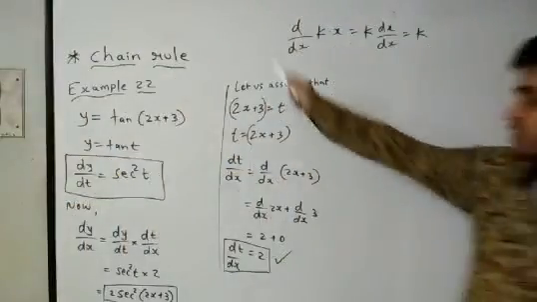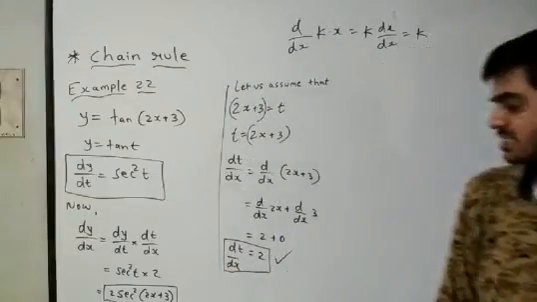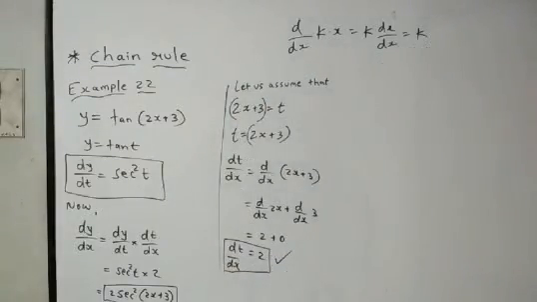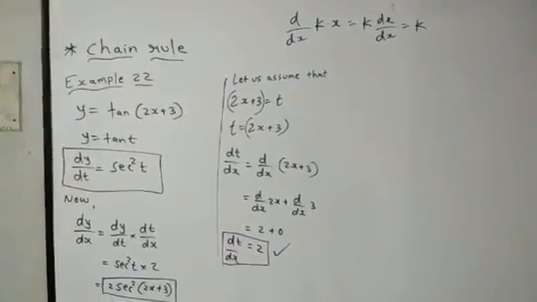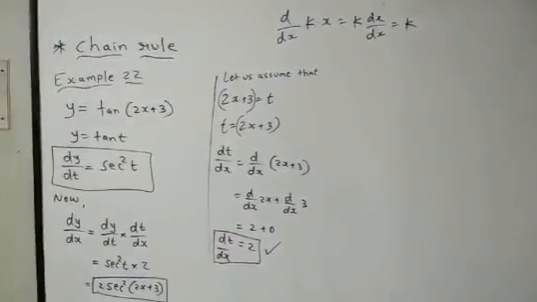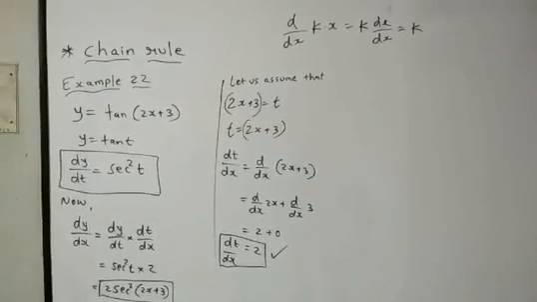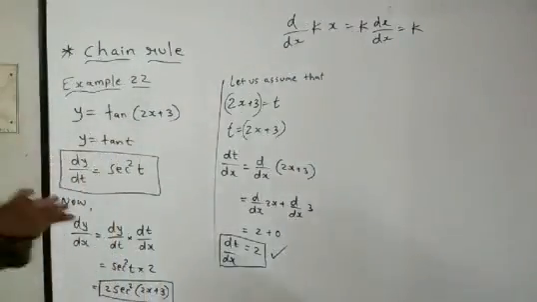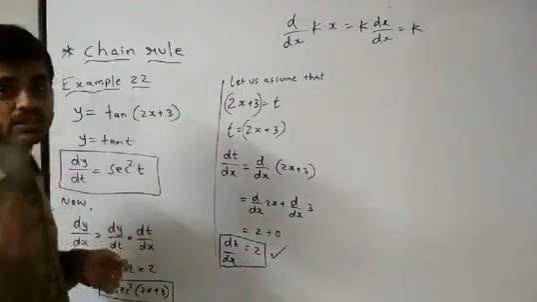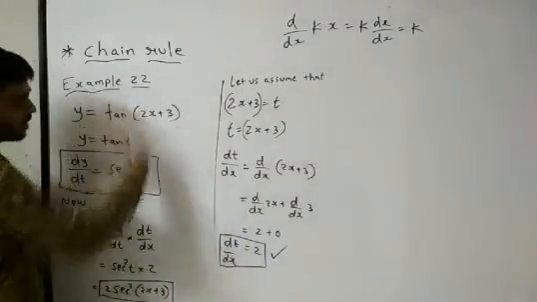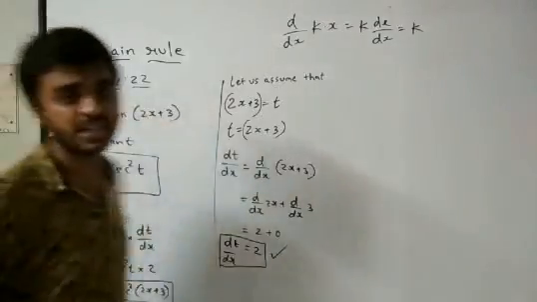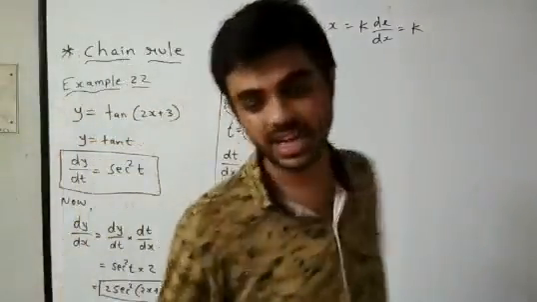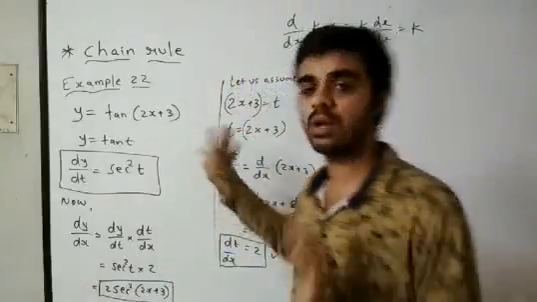Clear? So this will be your required answer, 2 times sec square 2x plus 3, that will be your required answer. I hope it is clear with everyone, because same type of example we have covered, sin x square. Second example, that is example 22, we have done this. If you understand these two examples, then chain rule is very easy for you now.